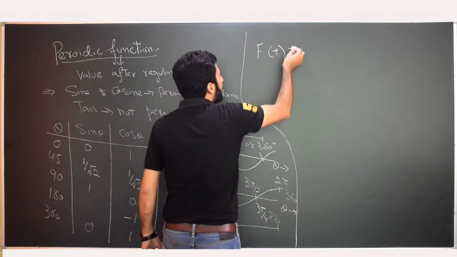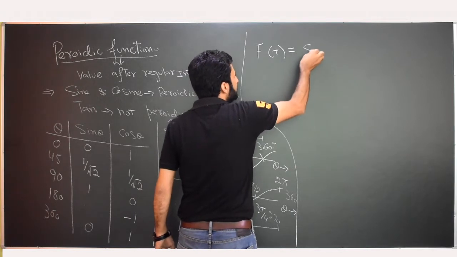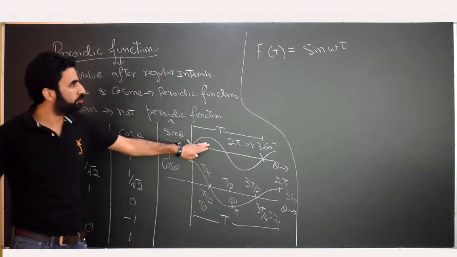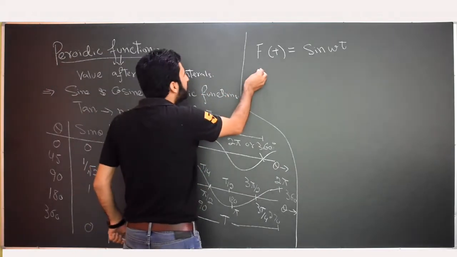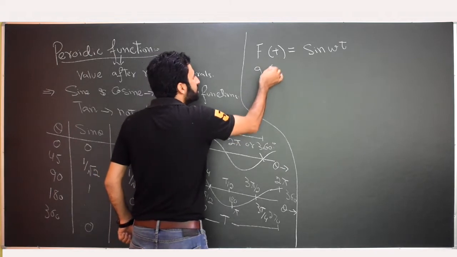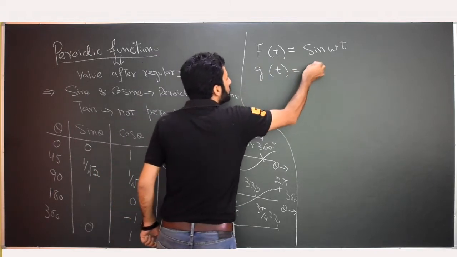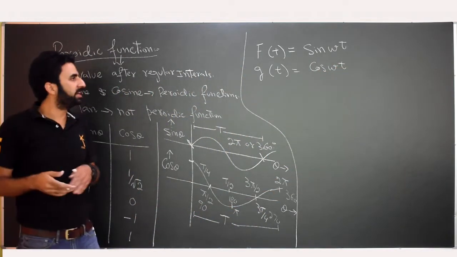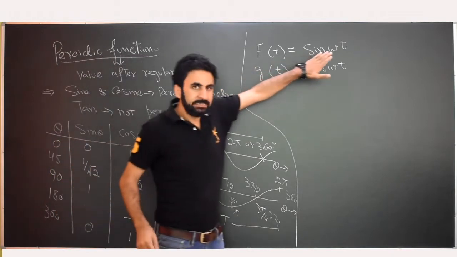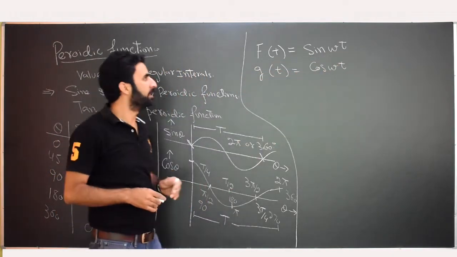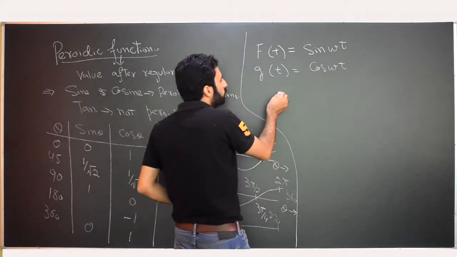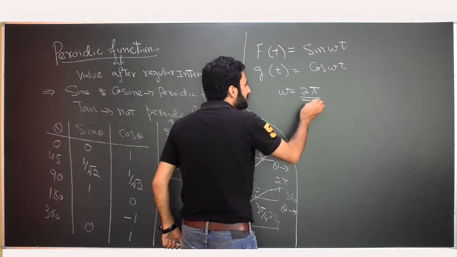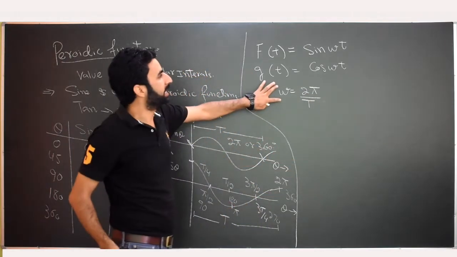We can write this function as, let's suppose, sine of omega t. This is a sinusoidal function. Or if you have another function, let's represent that function as g of t. You may write this as equal to cosine of omega t, because you can represent a periodic function by either a sine function or a cosine function. Now this omega, we know, is equal to 2 pi upon T, where capital T is the time period, and omega is the angular frequency.